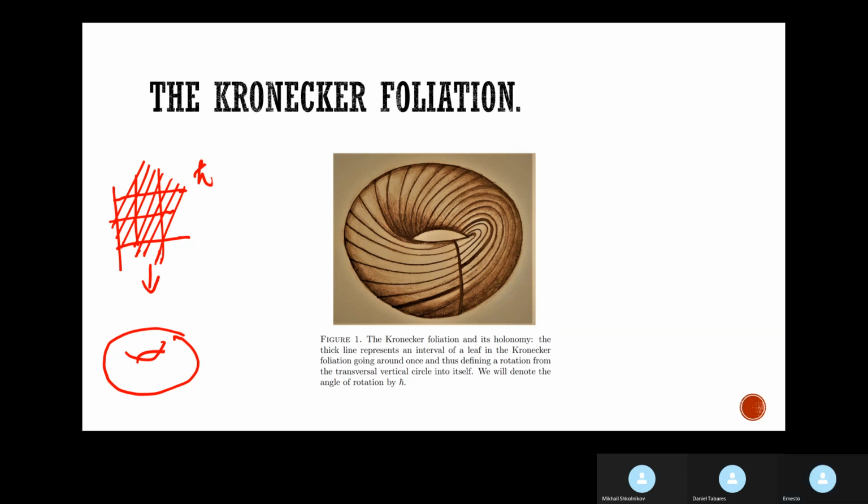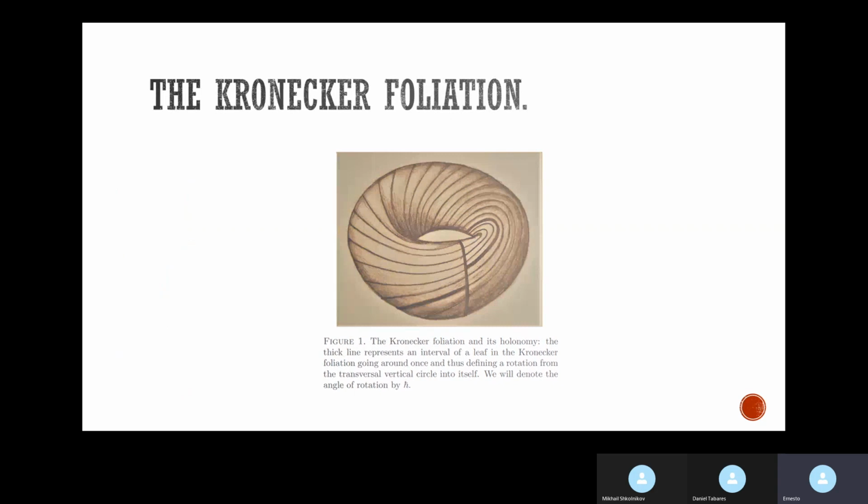And this is h bar. Then the holonomy, that is how far you come back: you follow a line, and then you come back to this transversal fixed chosen circle, and this is h bar. This is the holonomy of the foliation, and it is an interesting fact that this foliation produces the algebra of the quantum torus.